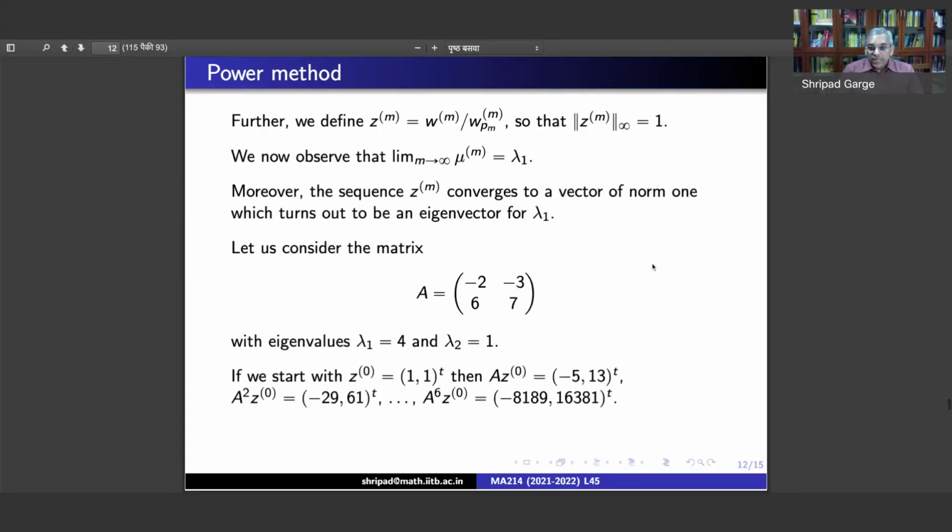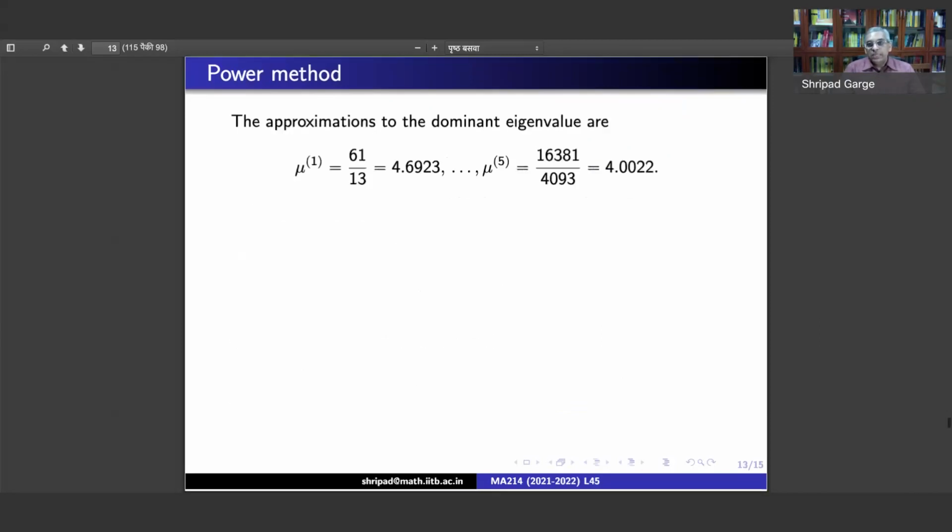The norm of A power 6 is 16,381, and I did not tell you what the A power 5 was, but trust me that its norm is 4093. So this ratio is almost equal to 4. So our method has worked beautifully. Already in the sixth power, we are getting a very good approximation to our eigenvalue.